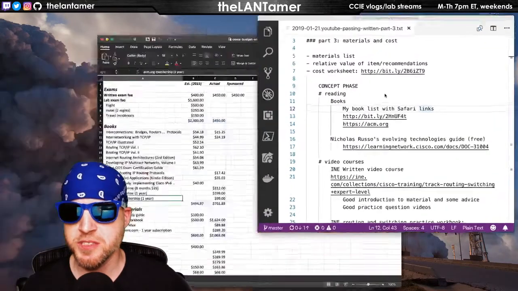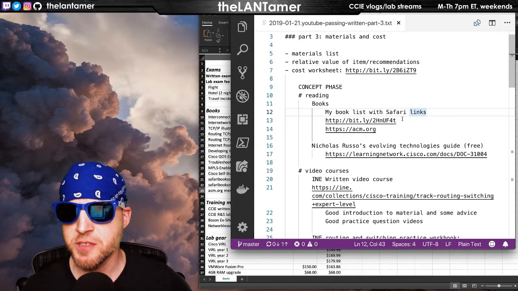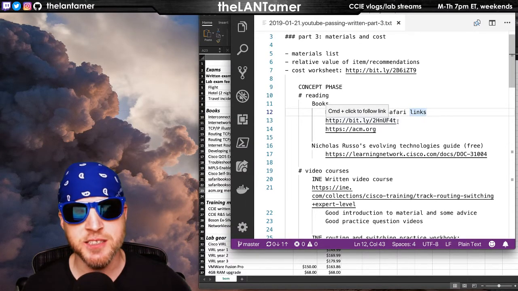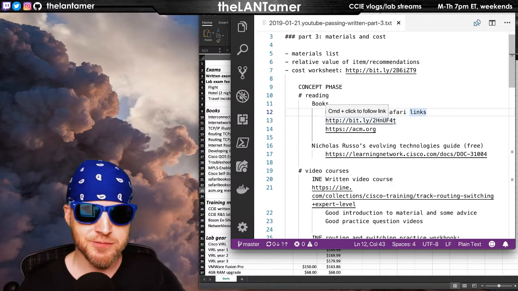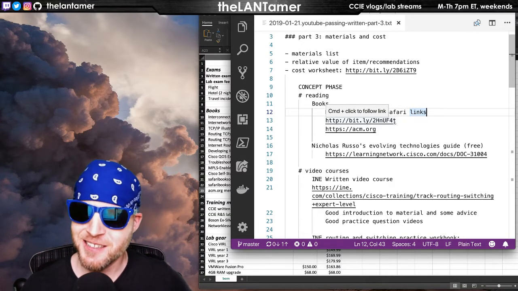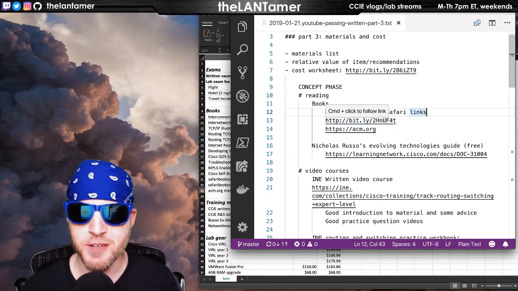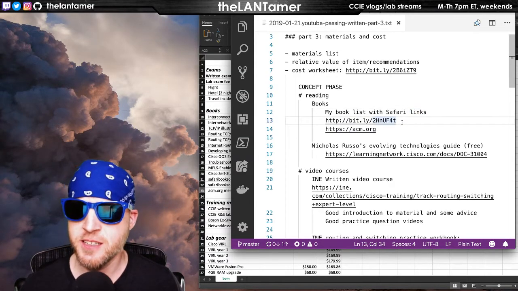So anyway, that was books. I do have a book list of everything that I read. I read actually several books cover to cover in the beginning, just trying to do it right, you know, feeling my way through how to do this whole CCIE thing.